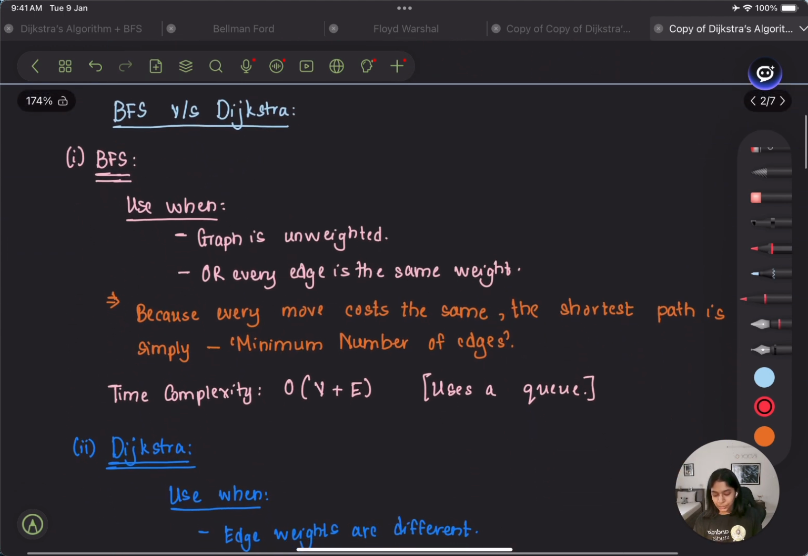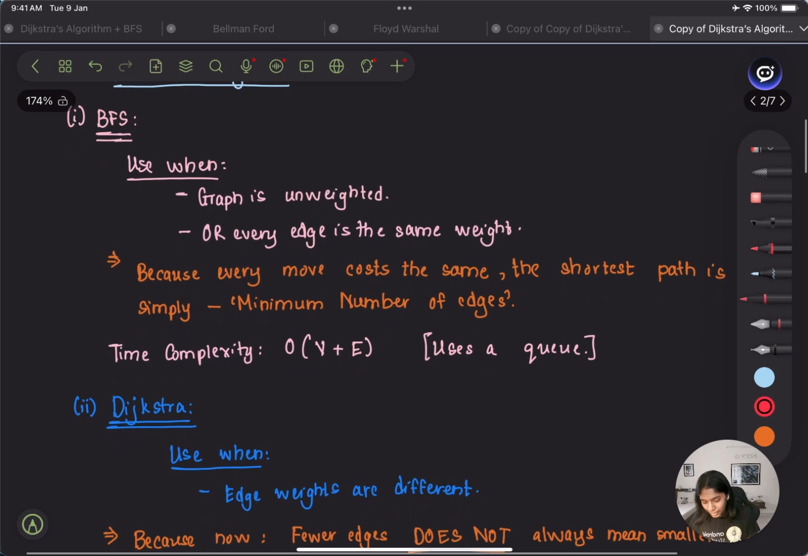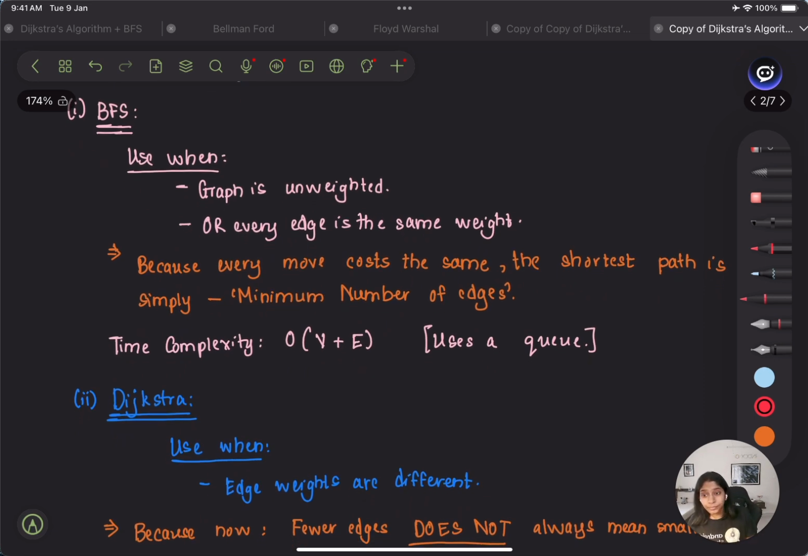Okay, so let's see the difference between BFS and Dijkstra and when we want to use which one. When I started solving problems on graphs, this was definitely something that took me a little while to wrap my head around. It comes with practice, or else you find it a little confusing if you solve a lot of problems initially and you're not getting the intuition as to what to use when. So let's see.